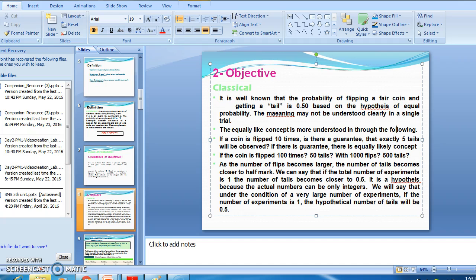We can say that if the total number of experiments is 1, the number of tails becomes closer to 0.5, which is half of 1. It's a hypothesis because actual numbers can only be integers. We will say that under the condition of a very large number of experiments, if the number of experiments is 1, the hypothetical number of tails will be 0.5.